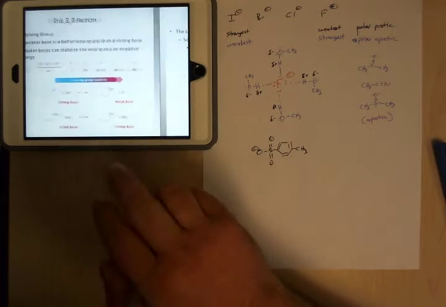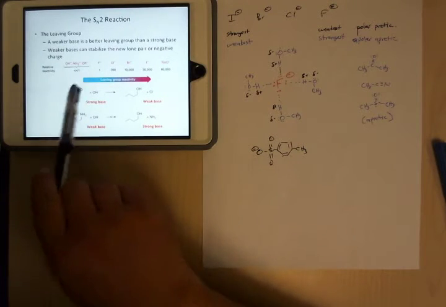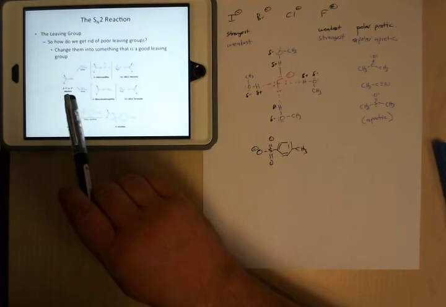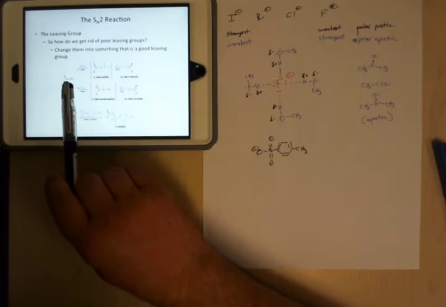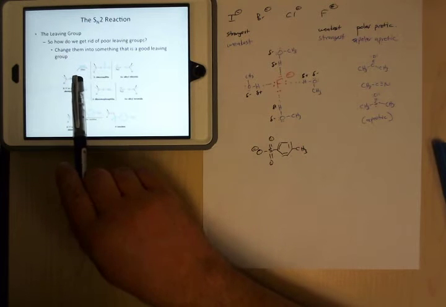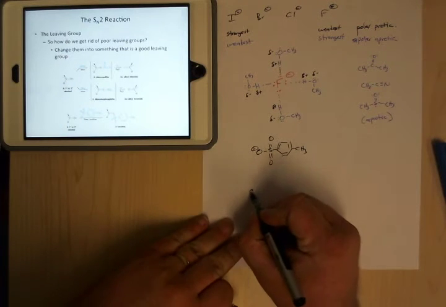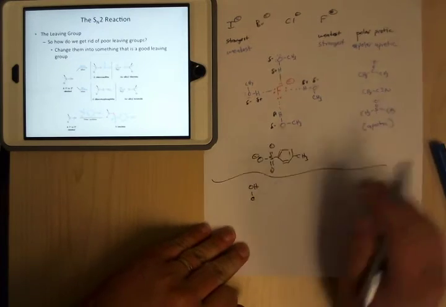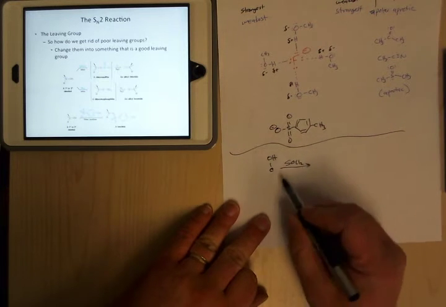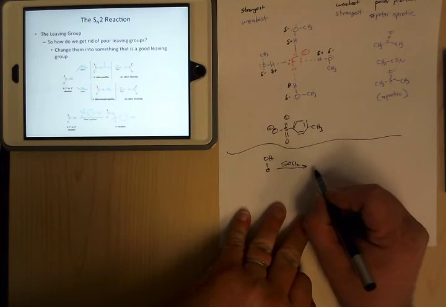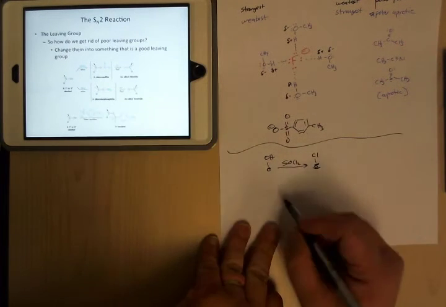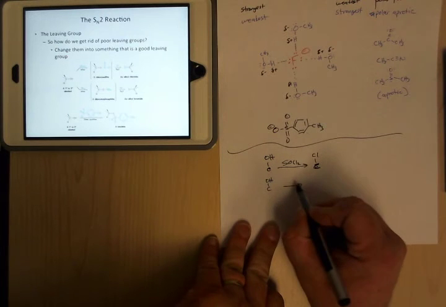So the question is, if you have one of these really poor leaving groups, how do you get it to leave if you need it to leave? Well, you sort of cheat a little bit and make it into a good leaving group. We already talked about this a little bit in previous chapters. You take an OH, add thionyl chloride, and you want to make it into a Cl. SOCl2, its sole purpose in life is to turn OHs into Cls. Same with PBr3, so it turns OHs into bromides.